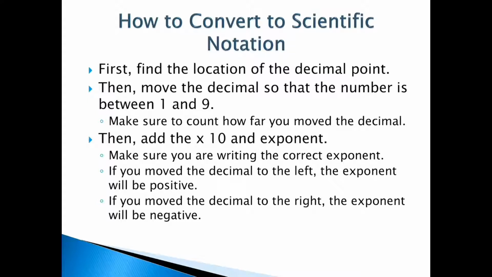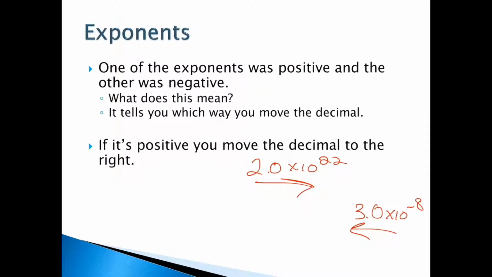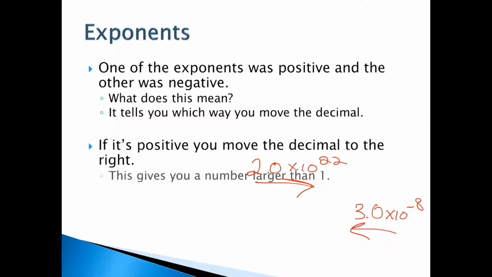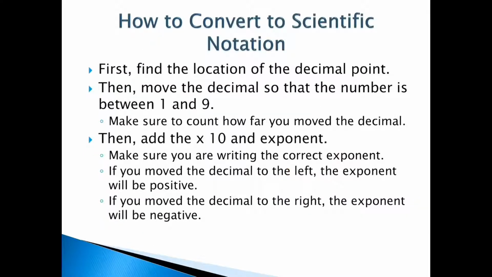So how do we convert numbers to scientific notation? If I'm giving you a standard number, like with these ones here, these are called numbers in standard notation. They are written as they should be. Then the first thing we need to do is find the location of the decimal point. If you don't see it in the number, then you assume it's at the end.